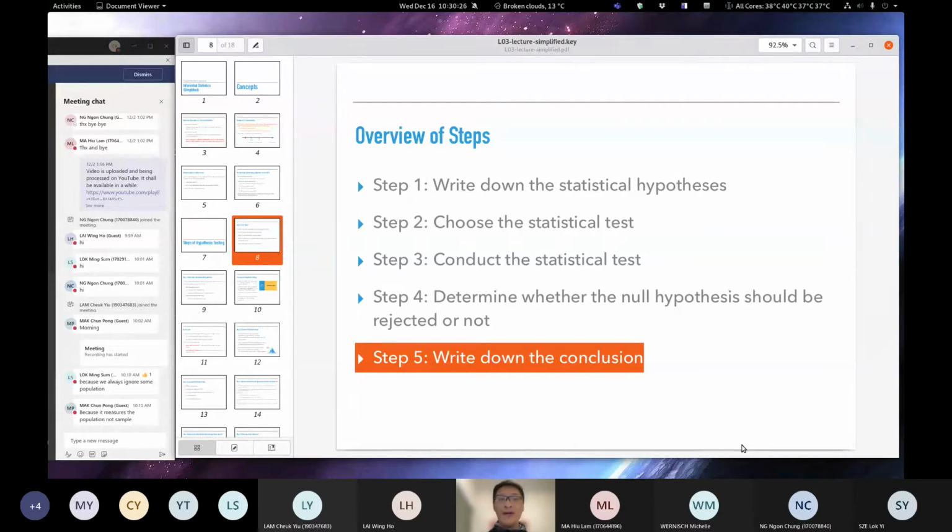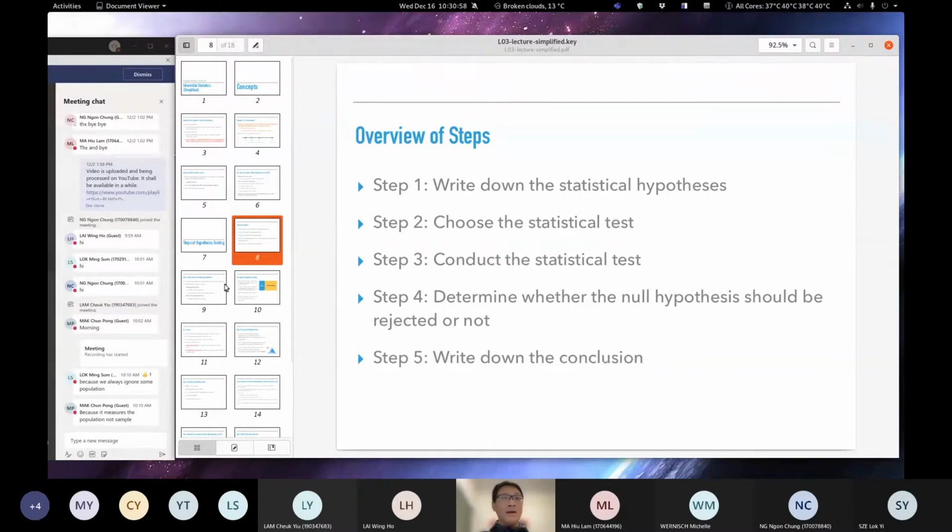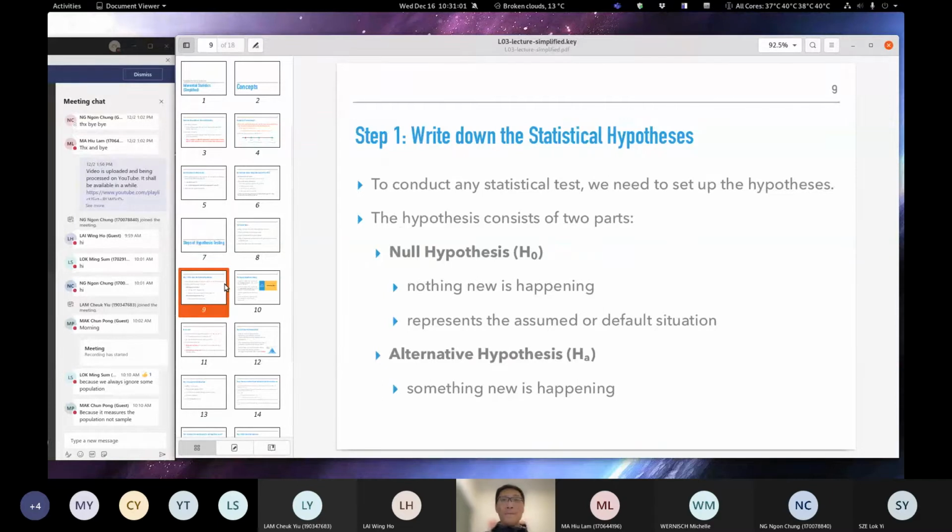Because we are not doing statistics for the sake of statistics. Here we are doing the statistics because we want to answer the research questions. So once you get the answer, the yes/no from the hypothesis test, you need to write down your conclusion to tell the readers what it means to your research context. Right? This is not a mathematical problem. This is a research problem. So very important thing here. Okay, now let's go through these steps one by one.